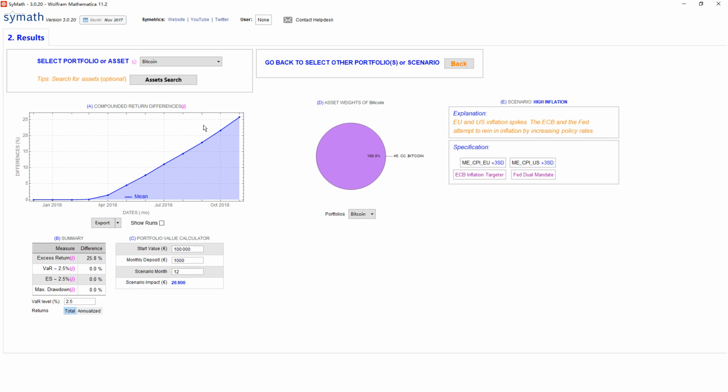Okay, so here is basically the result for the portfolio Bitcoin under the scenario high inflation. In this video, we will mainly look at figure A. Figure A gives the compounded return differences for Bitcoin under the scenario high inflation and the normal scenario. More precisely, from figure A, you can see that Bitcoin has a higher compounded return under the selected scenario. So it means that Bitcoin could be an inflation hedge from this result.